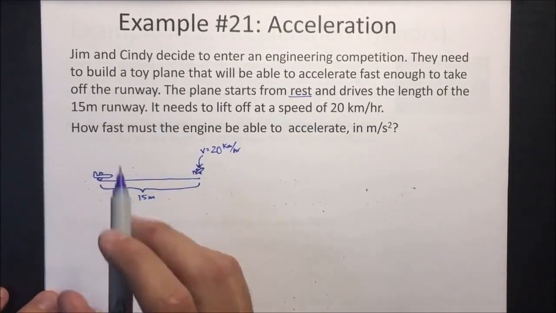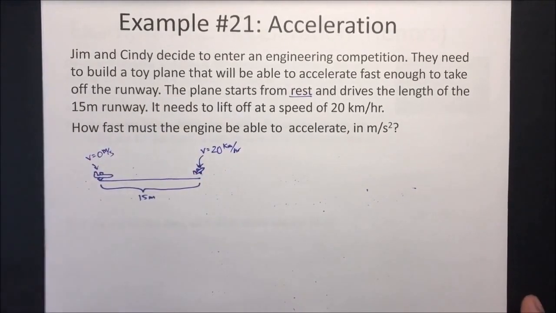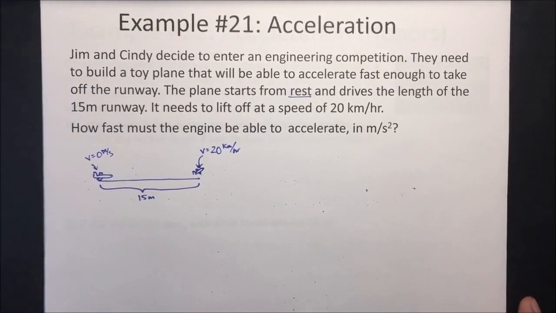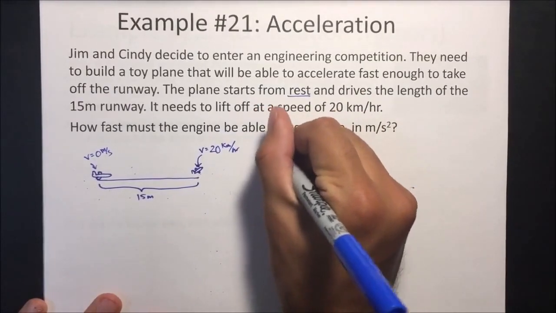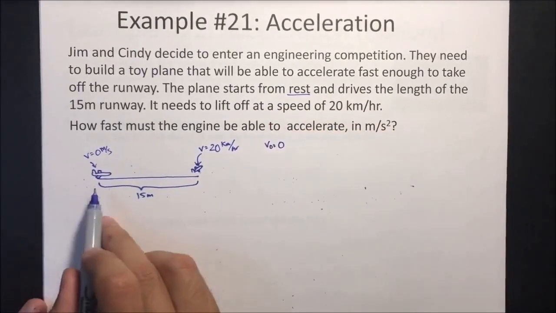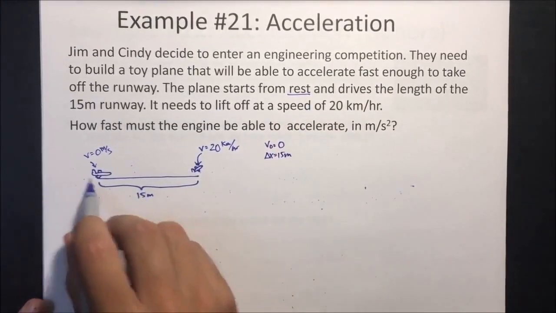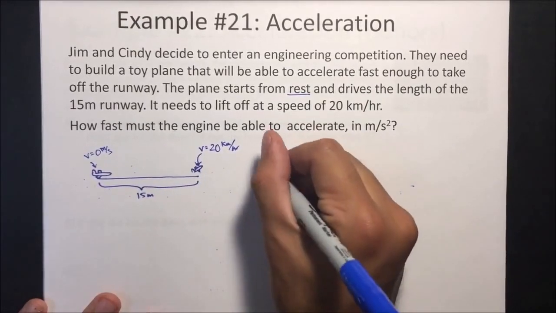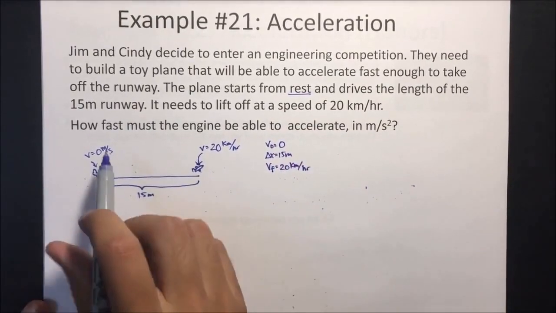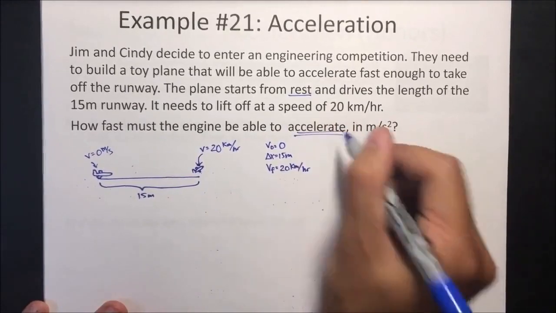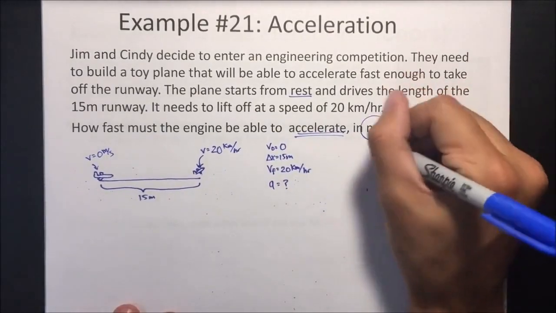Important thing to know is it starts from rest, meaning the velocity at the beginning is equal to 0 miles an hour or 0 meters per second or whatever. What we want to find out is what the acceleration is. So let's write down what we know. We know initial velocity is 0. We know that it's going to have a displacement of 15 meters. We know it needs to take off at the end of the 15 meters with a speed of 20 kilometers an hour. And we're looking for what the acceleration is. Okay? And we want it in meters per second squared.